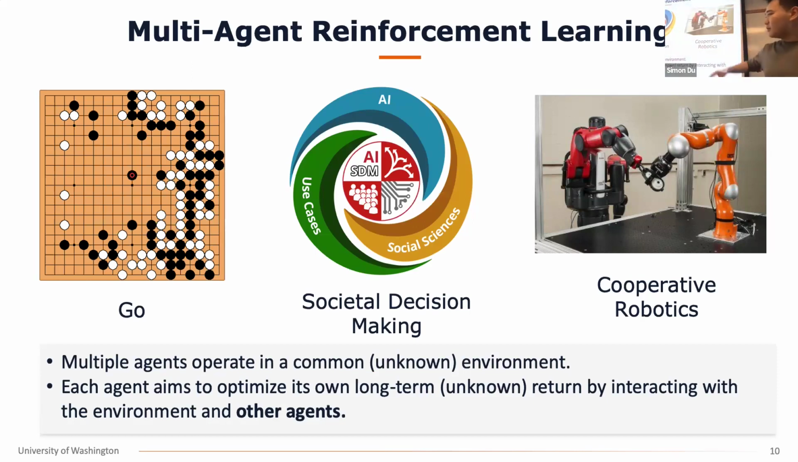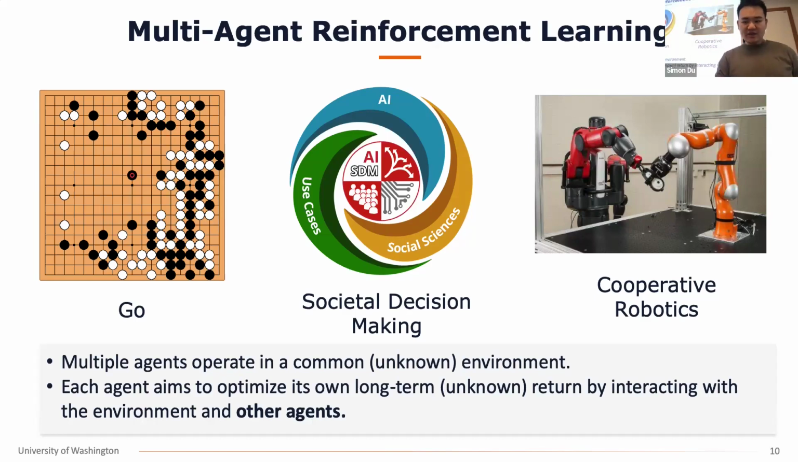Okay, so at a high level, multi-agent reinforcement learning is a setting where multiple agents operate in a common and unknown environment. Each agent has its own long-term return, or value function, that it wants to maximize. But the challenge is that the environment is not fixed from a single agent's point of view, because it changes according to other agents' actions. So it's a dynamically changing environment from a single agent's view.